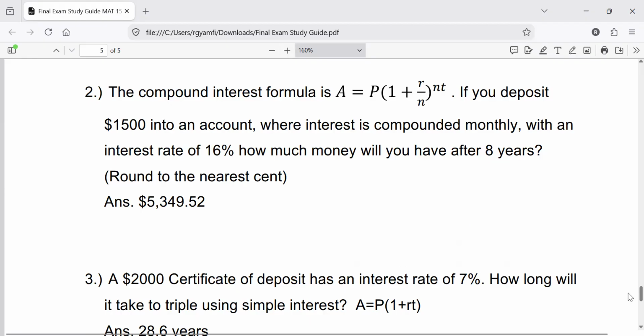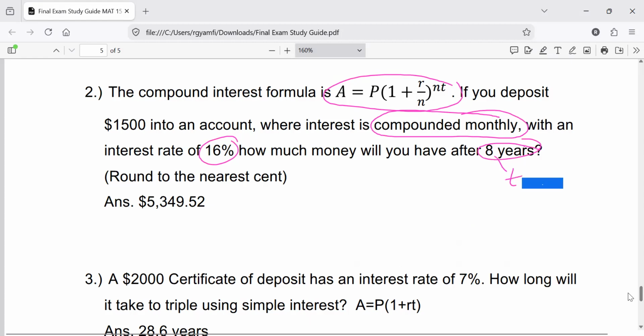So in compound interest, this part is very important: the number of compounding periods. If you look at the compound interest formula, P is the principal, R is the rate. In this problem, R is 16%. T is the time in years, which is 8 years in the problem. So 8 years is T, 16% is R, 1,500 is P.